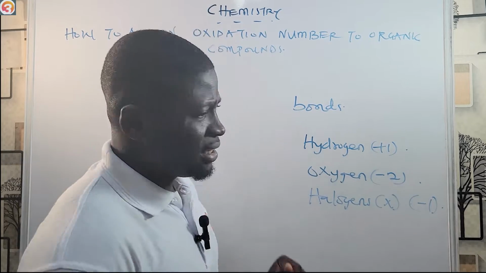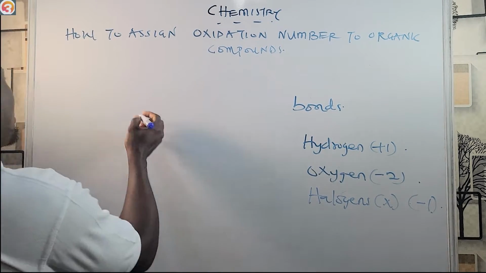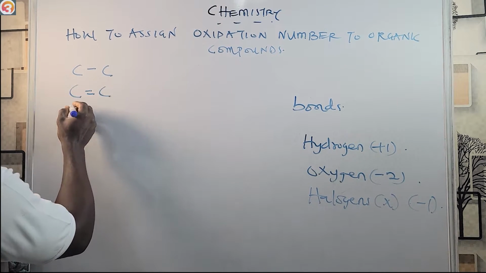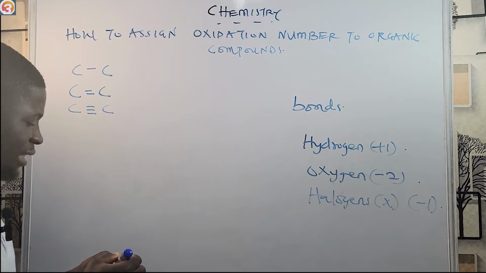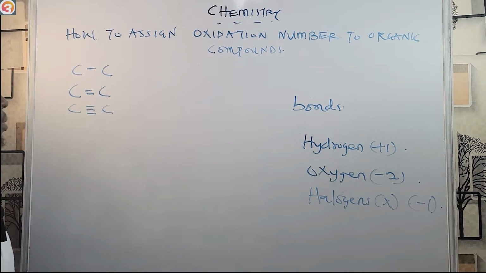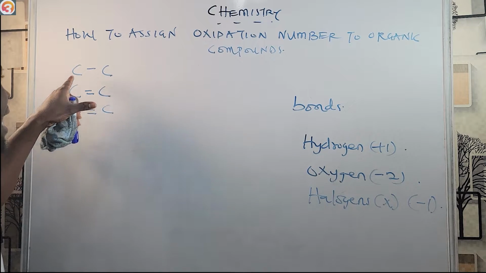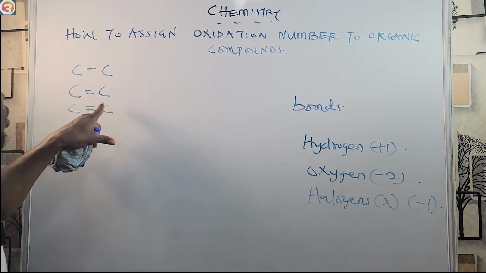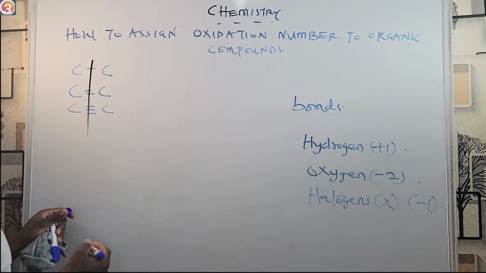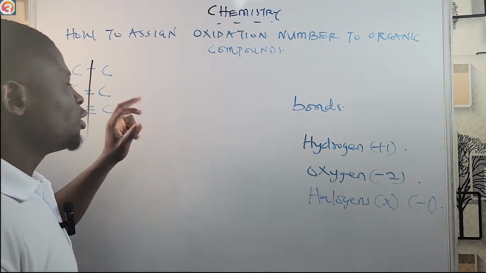All right, now let's see a useful guide that will help us when assigning oxidation numbers. If you have a carbon to carbon single bond, or a carbon to carbon double bond, or a carbon to carbon triple bond, know that there's no difference in electronegativity between these two carbon atoms. That means that once we break these bonds, there will be no charge created for the carbon atom.